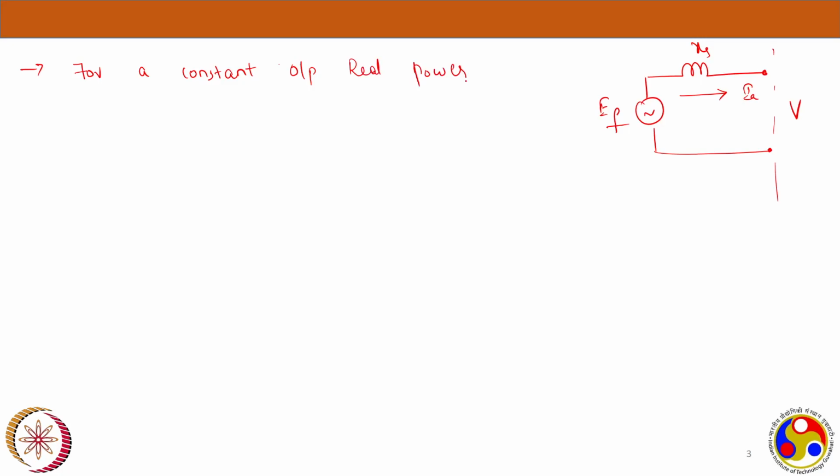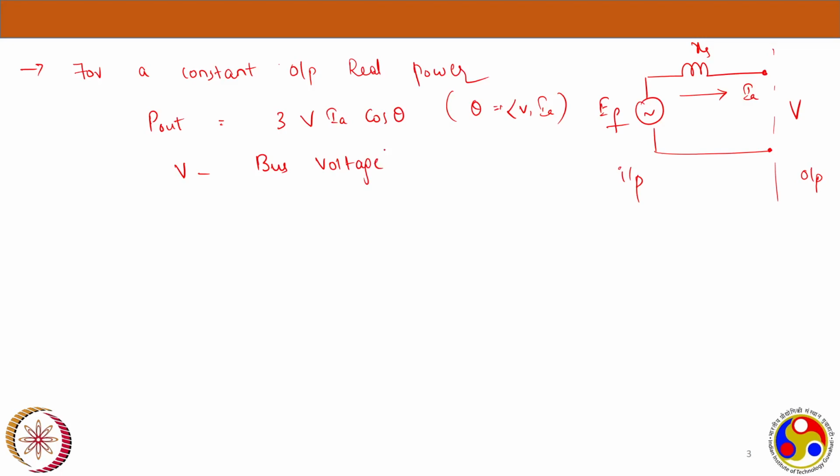what is the output power equation? This is the output side, and this is the input side. The output power equation uses voltage, current, and the power factor. For three phase, it is 3 V Ia cos theta, where theta is the power factor angle, the angle between V and Ia. Now the V we are seeing here is the bus voltage. You cannot change the bus voltage. Bus voltage is always constant, from whatever is coming from the grid.